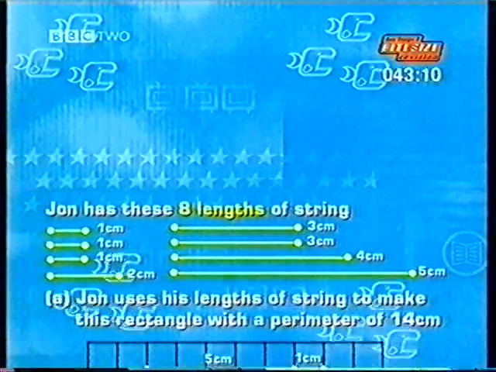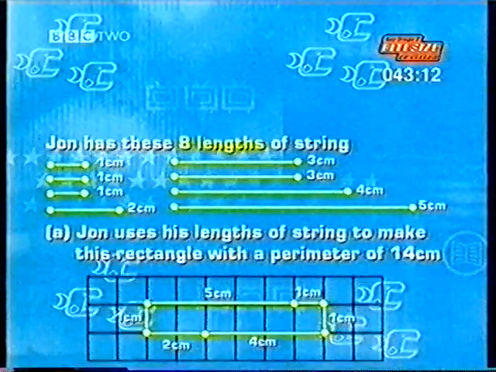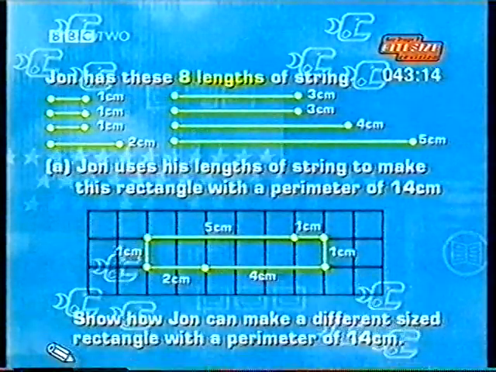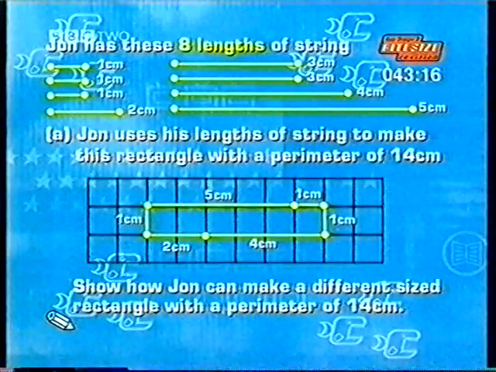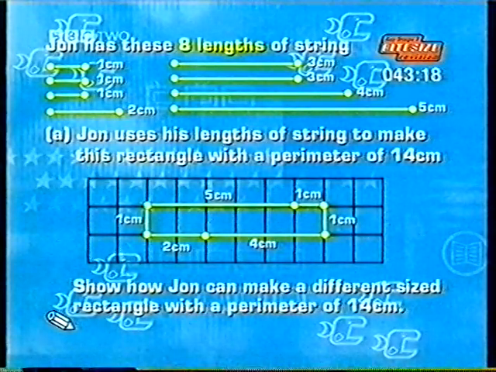Okay, time for a test question now, and it's in several parts, so you might like to jot them down. John has these 8 lengths of string. 3 lengths of 1 centimetre, 1 length of 2 centimetres, 2 lengths of 3 centimetres, a 4 centimetre length and a 5 centimetre length.